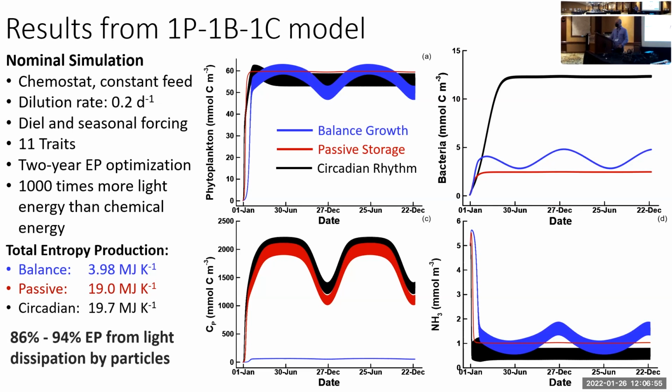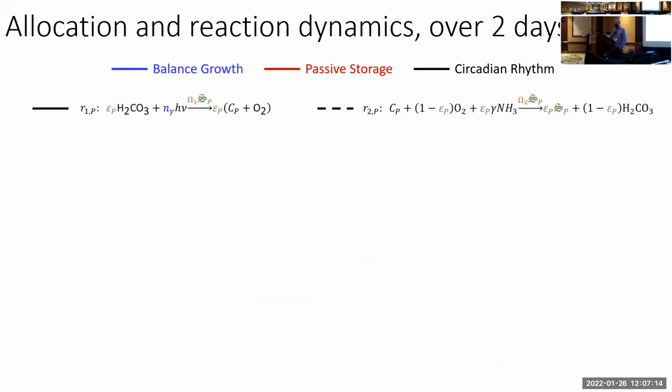I was also interested in looking at, as I also mentioned, that in this case most of the energy being dissipated in the system is actually just light intercepting particles. So all that biology, all the metabolism, is relatively small compared to just light dissipation by particles. But that light dissipation by particles is all part of the optimization. And in fact, biology's purpose in this context is basically to make particles.